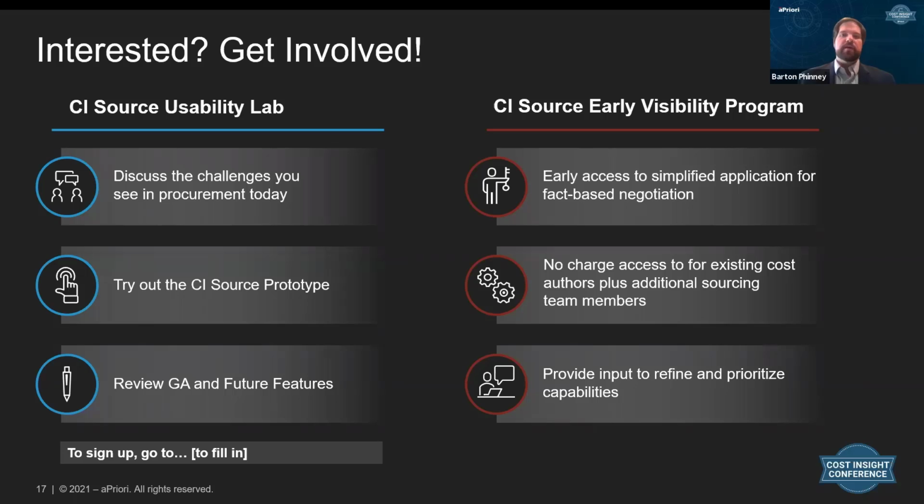To sign up, go to our costinsight.com website and follow the instructions for how to sign up for the usability labs. We'll also be kicking off the CI Source Early Visibility Program, currently targeted for about January, which will allow you to get early access to a pre-release version of GA, get additional licenses for procurement and no-charge access for existing cost authors, and provide feedback to help us refine and prioritize capabilities. If you're interested in signing up for this program, please contact me after the session via email, and we can discuss how to get you involved.